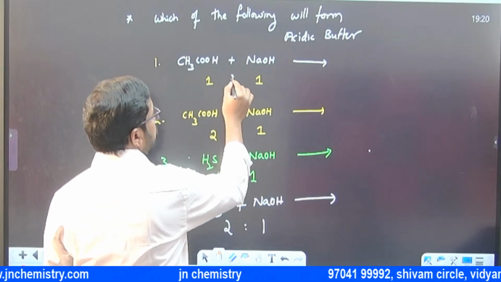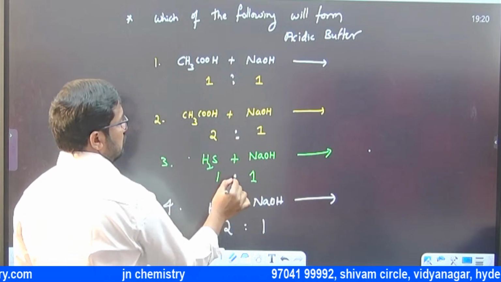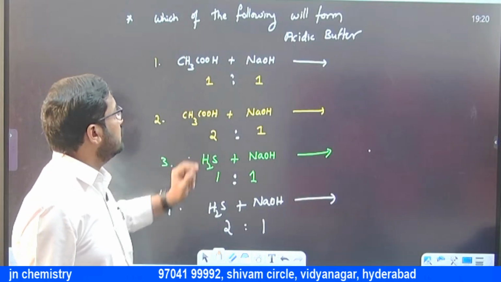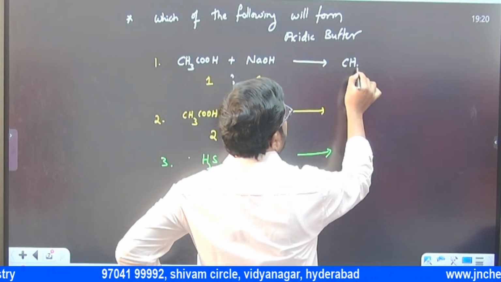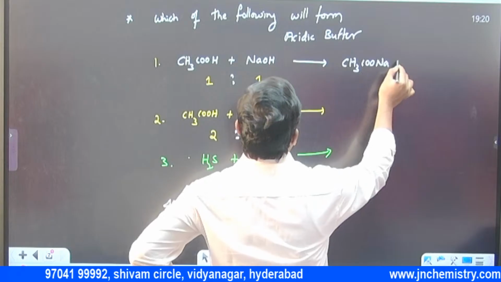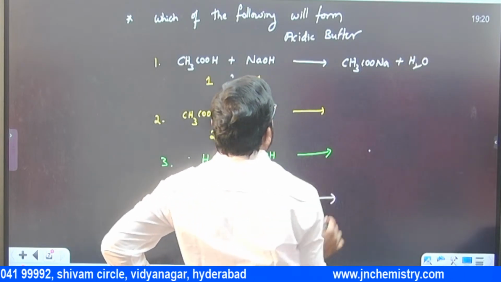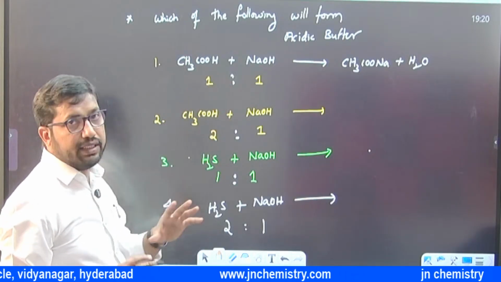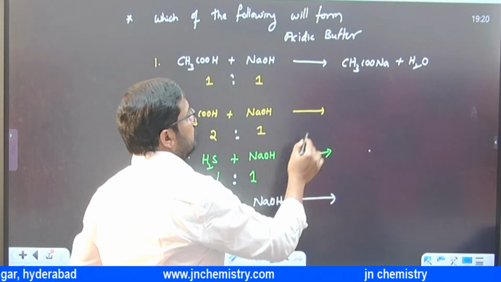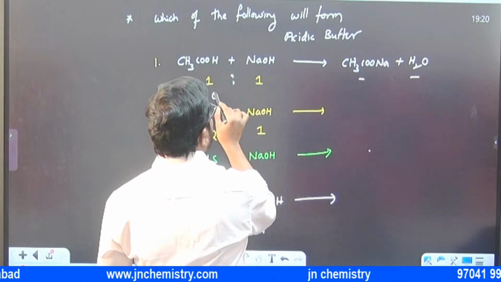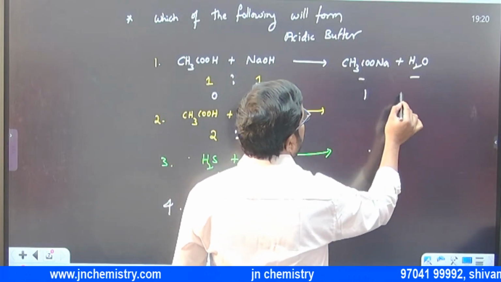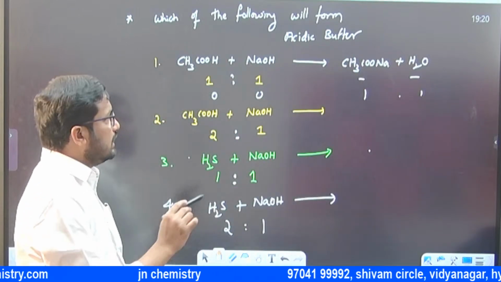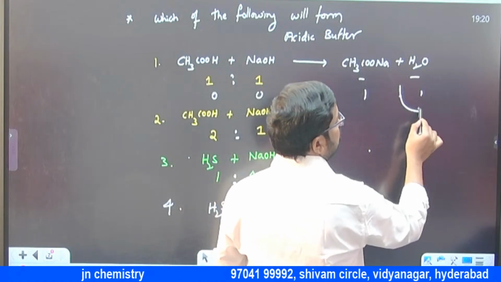One is to 2:1. If we are taking 1:1, what exactly happens? CH3COOH plus NaOH. After the reaction, what is the remaining? Only starting is 0, 0. Then afterwards 0, 0. This is 1:1. Of course, only salt is there. It becomes salt hydrolysis.